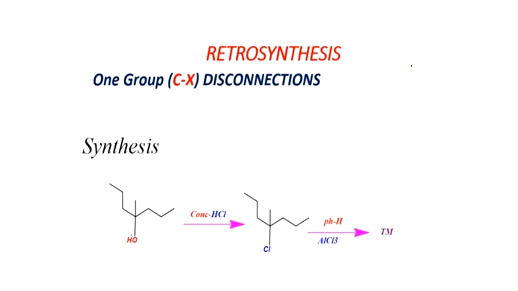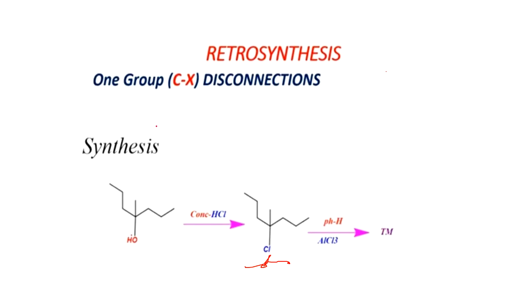When we treat the alcohol with concentrated HCl, we get this compound. So this compound can be obtained from the alcohol with concentrated HCl. When we treat our given compound with concentrated HCl, we get that compound.